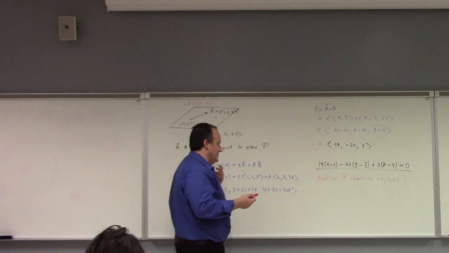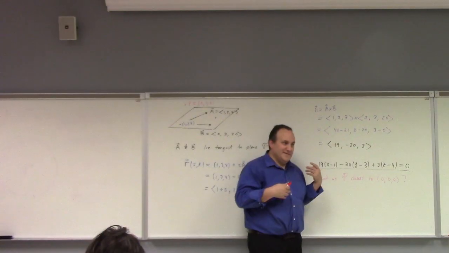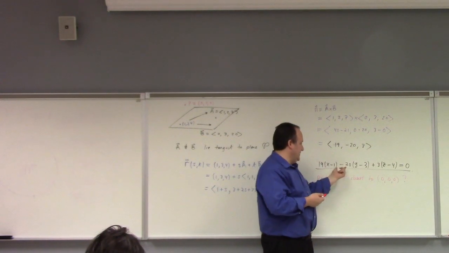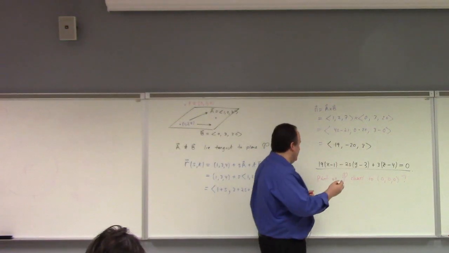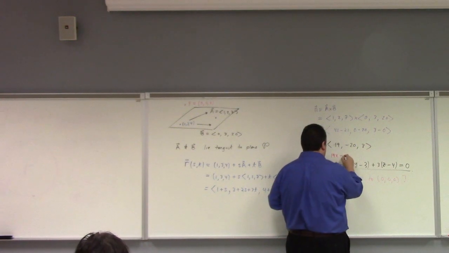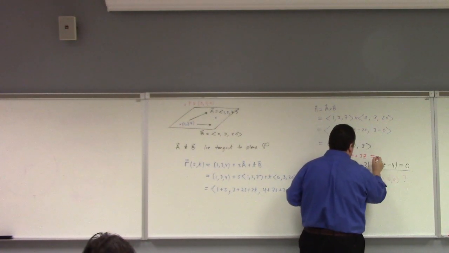First of all, whenever I give you a question like this, check if the point's on the plane. Because if it's on the plane, then you're done, right? Does this plane contain the origin? Well, notice that we can write the equation for the plane like this. 19x minus 20y plus 3z equals to what?